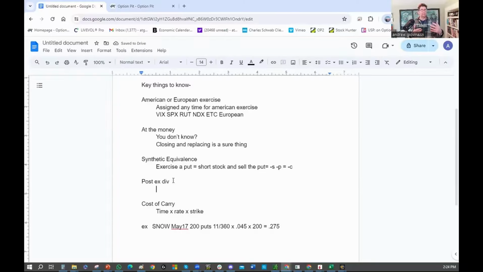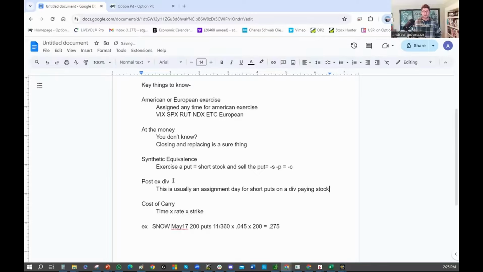The reason why is on XD day, you have to own the stock by that day. But also, if I'm long puts, I can exercise that put and get the short stock rebate, which I'll describe in a second. So the day of XD is usually an exercise day, an assignment day for short puts on a dividend paying stock.